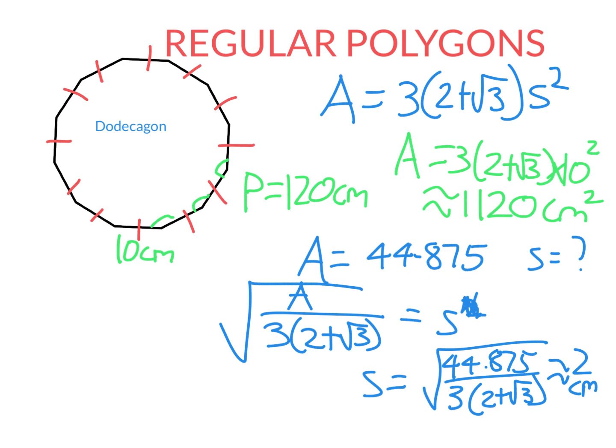So you could do this with any other type of regular polygon, like a regular hexagon, which has 6 sides, regular octagon, which has 8 sides, and so on. It's just about looking up the formula, and once you know the formula, they're actually very simple, even though they look complicated.